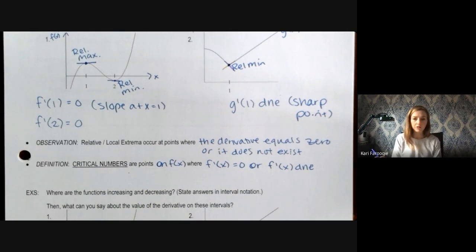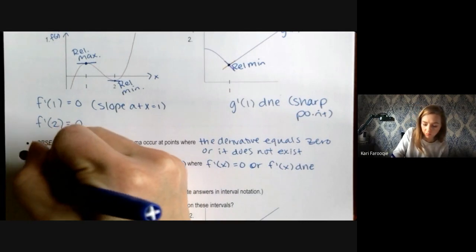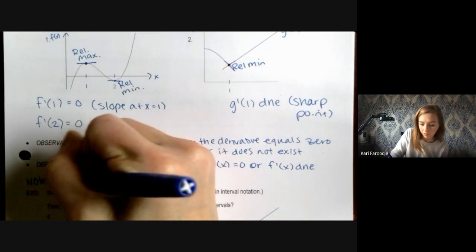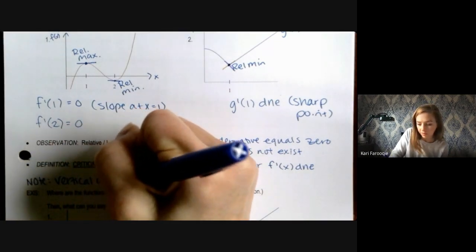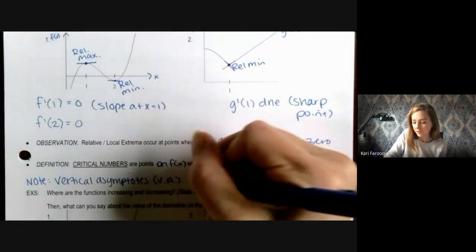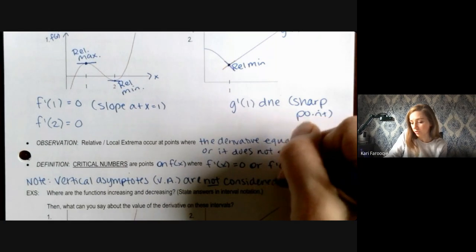Now, we need to make a really important distinction here, because I think that the does not exist part tends to be really confusing for students, because a lot of the time when you end up getting a derivative that does not exist, it's not because you have a sharp point. A lot of the time it's because you end up having a vertical asymptote at that location. So we need to make a distinction. So I'll say note, vertical asymptotes, we usually just abbreviate these with VA, are not considered critical numbers.